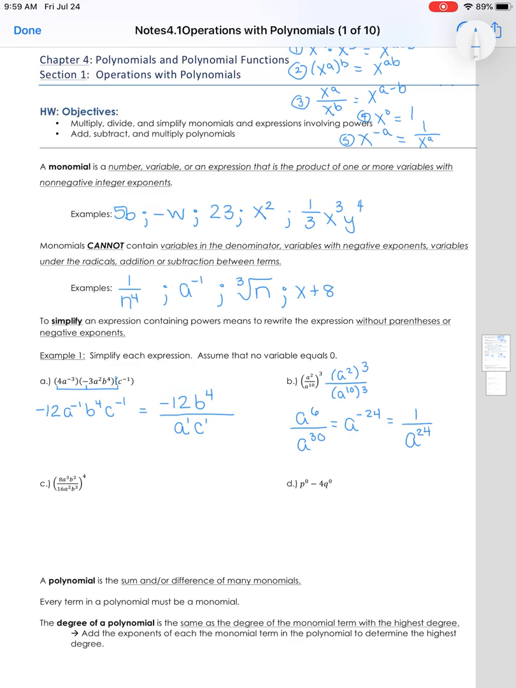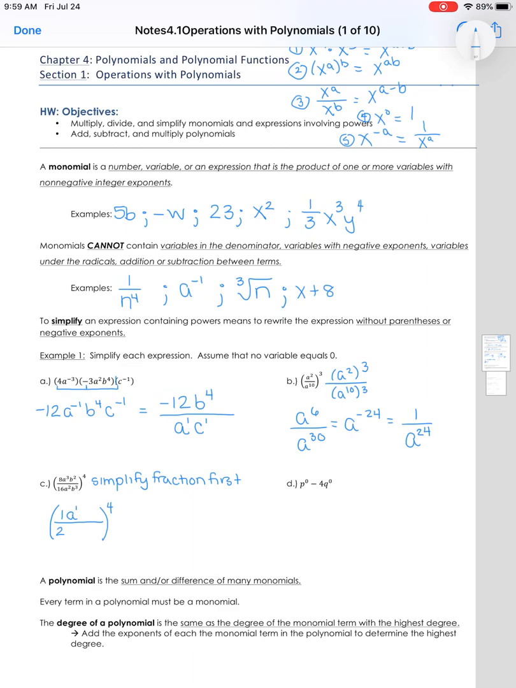For B, we have a squared to the third over a to the 10th to the third. So if we multiply, we get a to the 6th over a to the 30th. And then this is your division rule, so we're going to subtract. So we get a to the -24th. And then you can't have a negative exponent, so we're going to put it under 1. So 1 over a to the 24th.